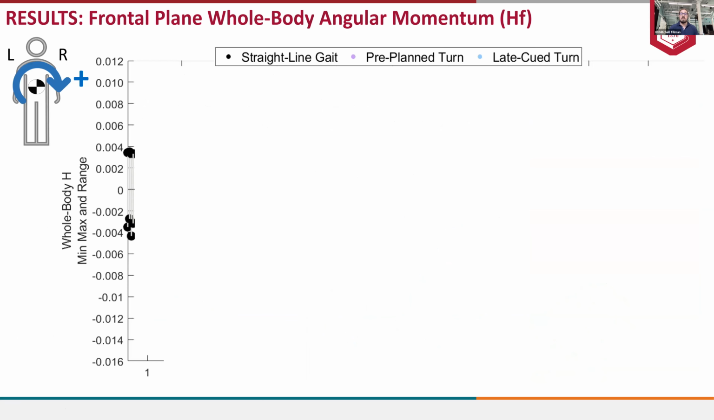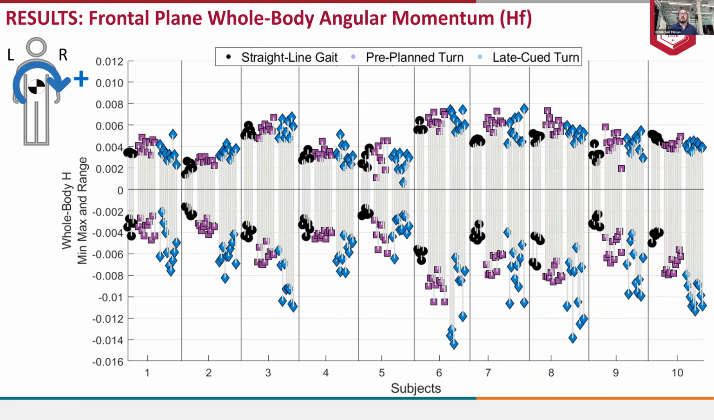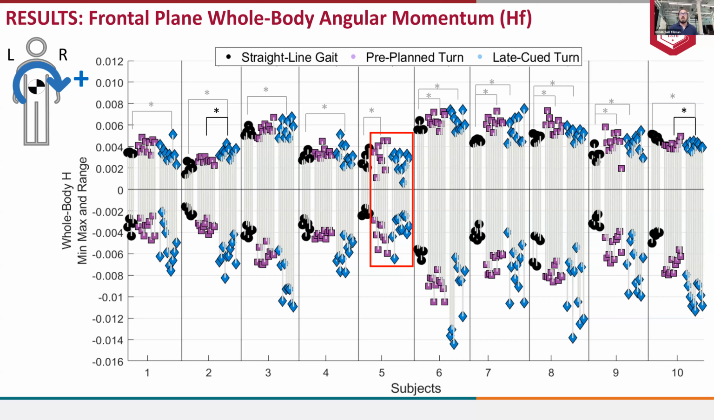On this plot, we'll see the min, max, and range for angular momenta for straight line gait in black, pre-planned turns in purple, and late cue turns in blue for all participants. Each subject had a significantly larger range in at least one of the following comparisons: pre-planned versus late cued, straight line gait versus pre-planned, or straight line gait versus late cued. Participant 5 demonstrated a non-significant smaller range during late cue turns that we're still investigating.